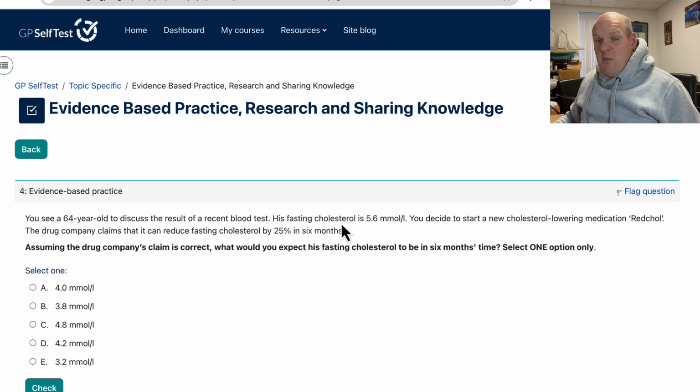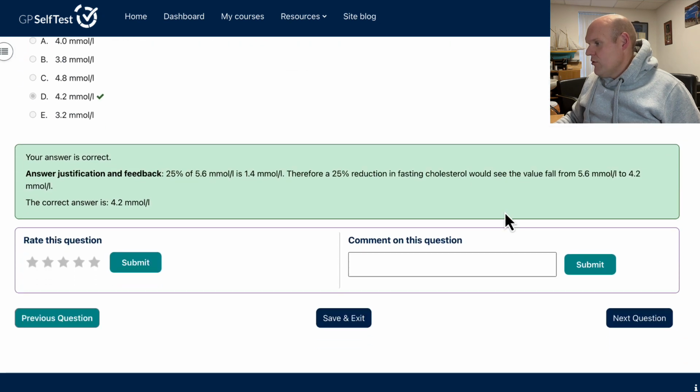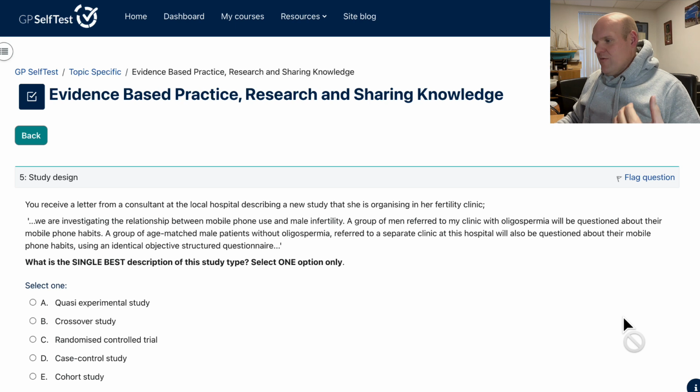Okay, so I would argue it's basic maths for this one. We want 25% off that. So 50% would be 2.8, half that again, that's 1.4, so 5.6 minus 1.4 would be 4.2. So let's see if it's there, and hopefully my maths will be okay. Good work, Dave. Right, happy with that. Next question. So you can see with these, even though they're medical, it's what I would argue is fairly basic maths.